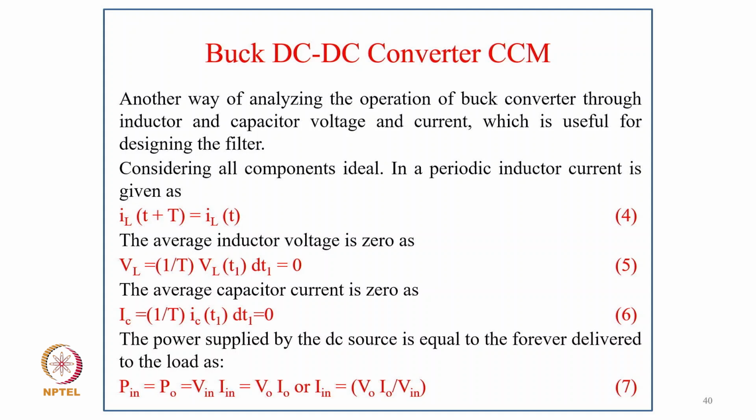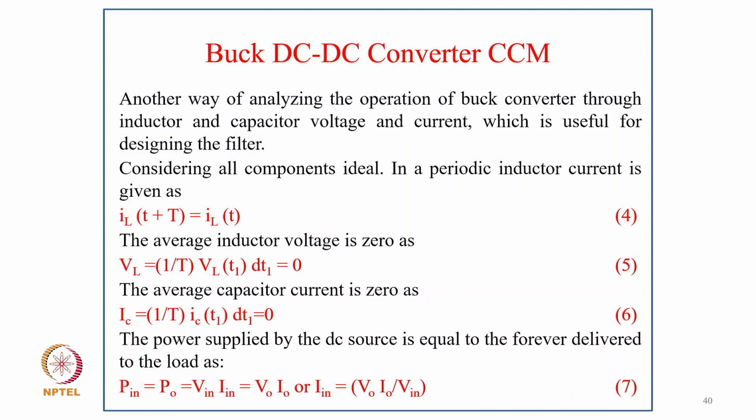for designing the filter. Considering all the components ideal, in a periodic steady state the inductor current is given as IL(t + T) = IL(t). The average inductor voltage is 0, as VL equals 1 upon T integral of VL(t1) dt1 equals 0, and the average capacitor current is also 0, so IC equals 1 upon T integral of IC(t1) dt1 equals 0.